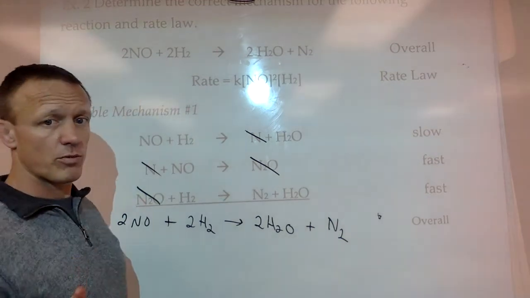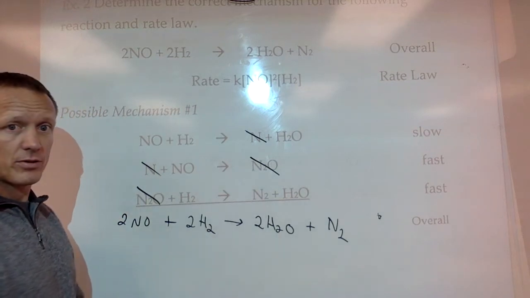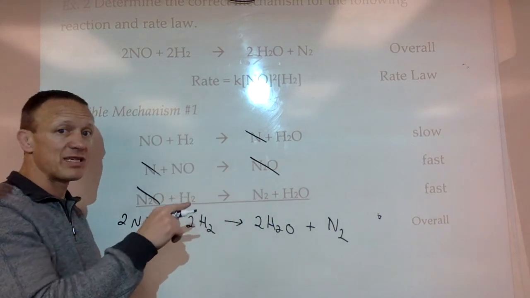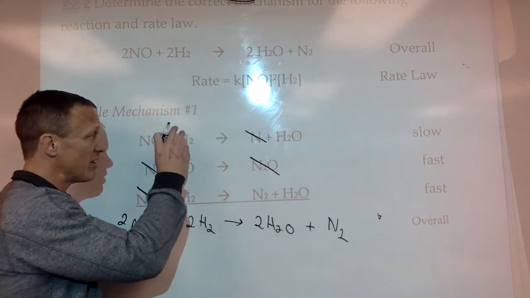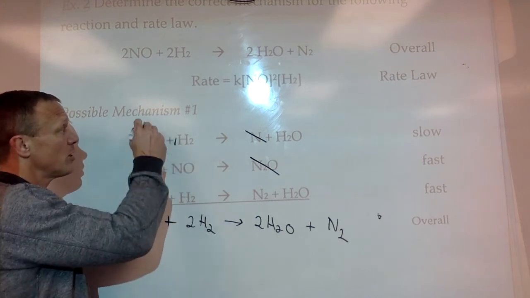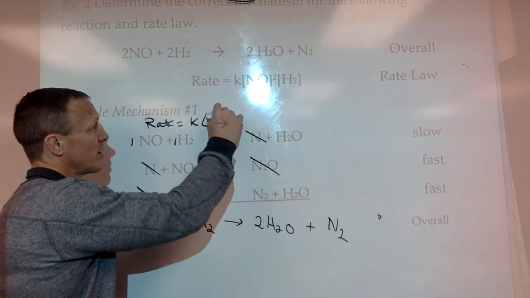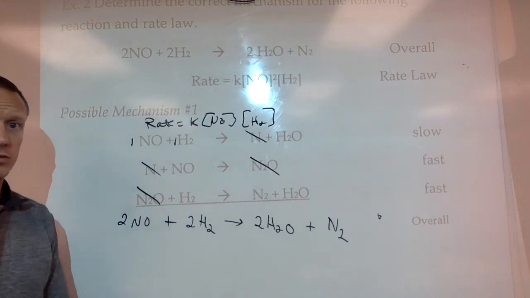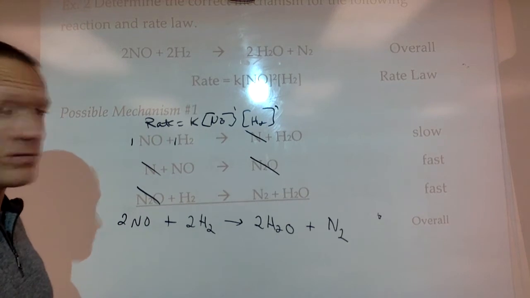Now, this is probably the important part. Our rate expression is based on the slow step. When we have individual elementary steps for a reaction, we can go by the coefficients for our orders. So since this is a 1 coefficient and a 1 coefficient, we can write rate equals k, concentration of NO times concentration of H2, both to the first power.